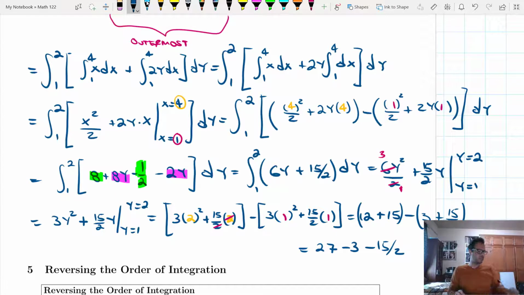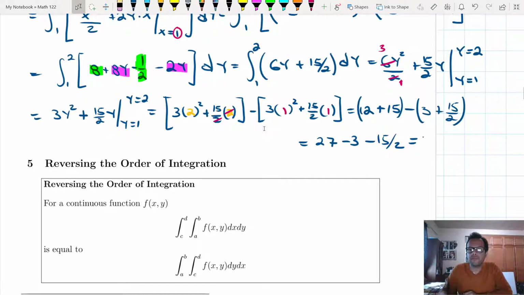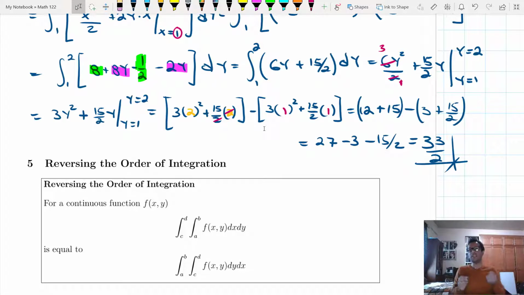And if you use your calculator to simplify this quantity, you should get the quantity 33 halves. So that's our final answer. Notice we're getting a positive value, right? Because we're finding volume, right? The double integral represents a volume, so no wonder we get a positive number, right?